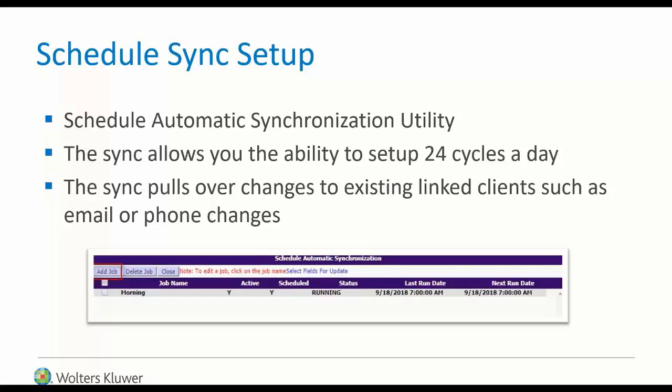The utility is designed for you to add jobs up to 24 a day on an hourly basis. Most firms will establish 3 to 4 throughout the day. They feel that it may be too much or excessive to be pulling these through on an hourly basis, but you can certainly set your own frequency. It does not slow down the application or have any impact on your workflows that are currently in process. It happens behind the scenes.